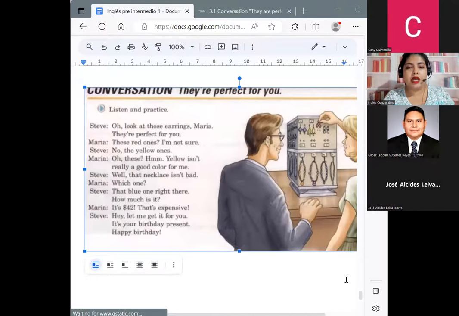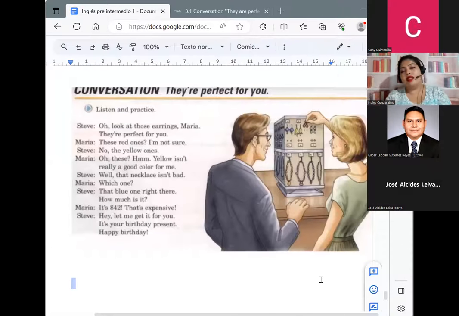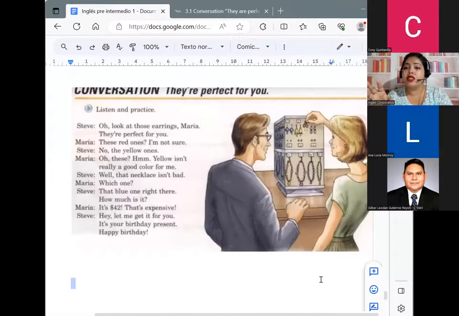And we have here that Steven and Maria are having a conversation about the things they have in the shop. So in this case, Steve said, oh, look at those earrings, Maria. They are perfect for you. These red ones? I'm not sure. No, the yellow ones. Oh, these? Yellow isn't really a good color for me. Well, that necklace isn't bad. Which one? That blue one right there. How much is it? It's 42. That's expensive. Hey, let me get it for you. It's your birthday present. Happy birthday.